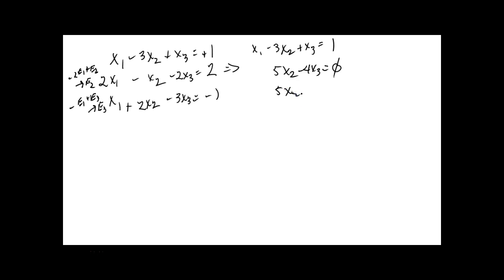5x2. Okay. Is what? Negative 4x3. Yeah, negative 4x3. What's that again? Negative 3. Okay. What's that? Yeah. Because negative 2 minus 1 is negative 3. Right? So we need the second equation plus the third equation. Oh, I'm sorry. You're right. It's negative 1. That's negative 2. You're right. Negative 2. I jumped over the wrong one. Okay.